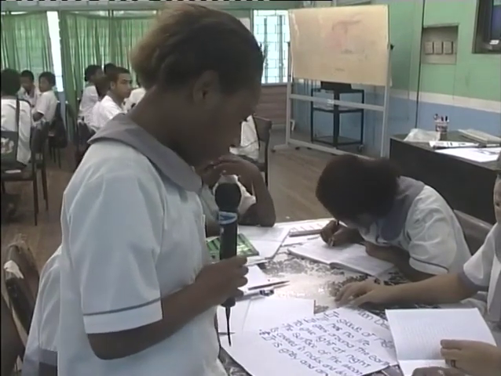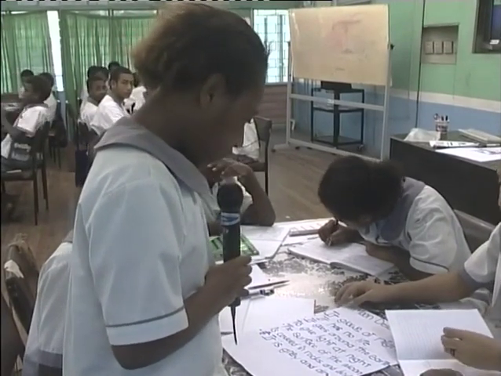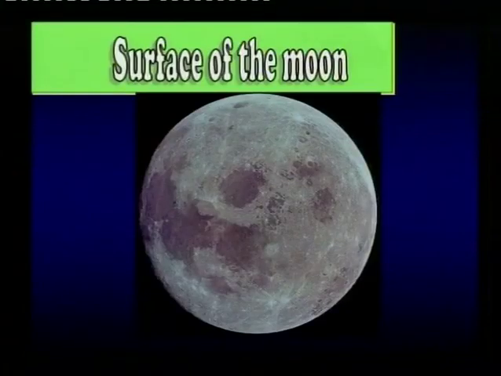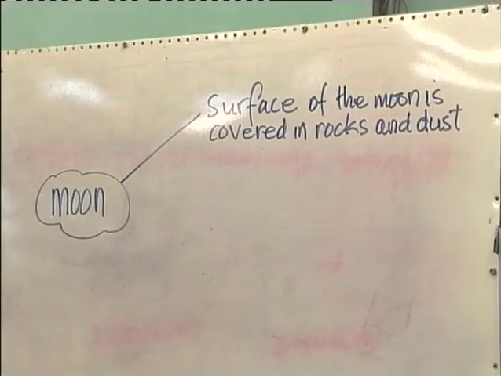The surface of the moon is covered in rocks and dust. Okay, good. This group has been to the moon, huh? Rocks and dust. Oh, good. They haven't been, but they have been reading books. So, okay, good. The surface of the moon is covered in rocks and dust.